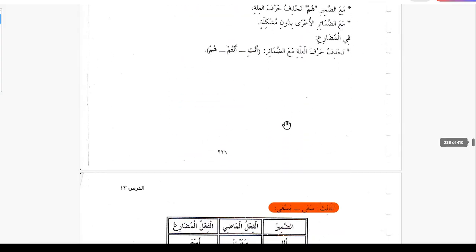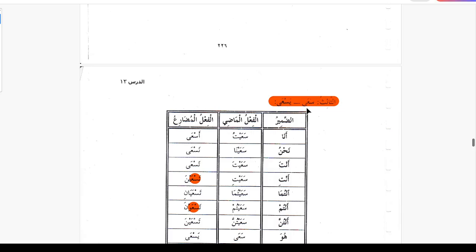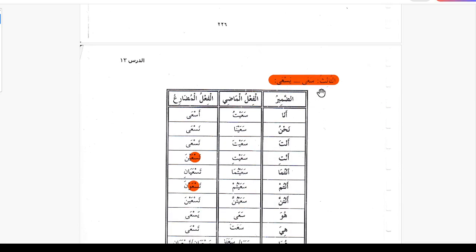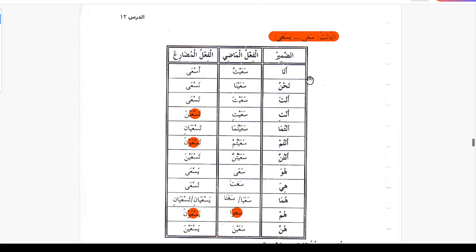And the third one is sa'a yas'a. We see that the third radical is ya. So what is happening here? Let's do the conjugation. Huwa sa'a, huma sa'aya, hum sa'aw, hiya sa'at, huma sa'ata, hunna sa'aina, and then anta sa'ita, antuma sa'ituma, antum sa'itum, anti sa'iti, antuma sa'ituma, antunna sa'itunna, ana sa'itu, nahnu sa'aina.